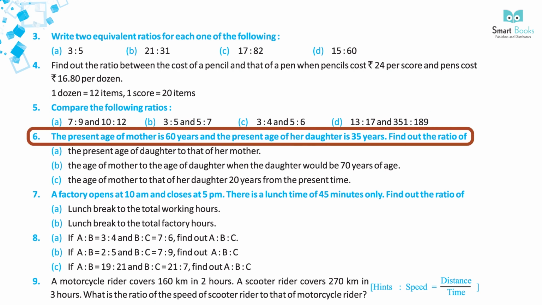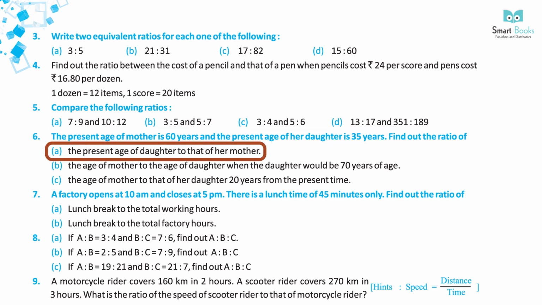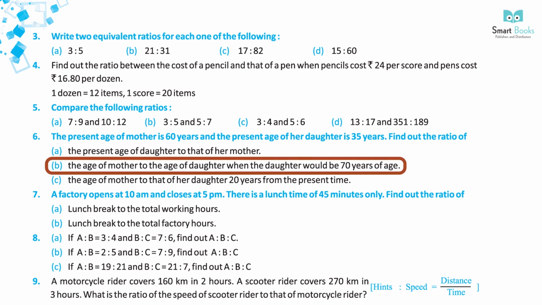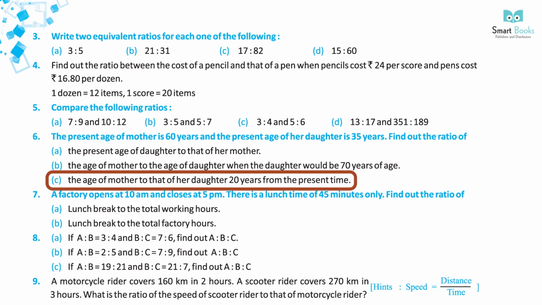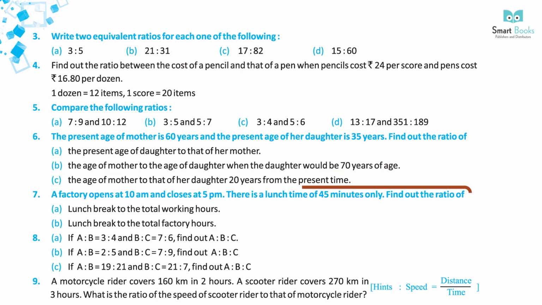Question 6. The present age of mother is 60 years and the present age of her daughter is 35 years. Find out the ratio of A. The present age of daughter to that of her mother. Solution: 7 ratio 12. B. The age of mother to the age of daughter when the daughter would be 70 years of age. Solution: 19 ratio 14. C. The age of mother to that of her daughter 20 years from the present time. Solution: 16 ratio 11.